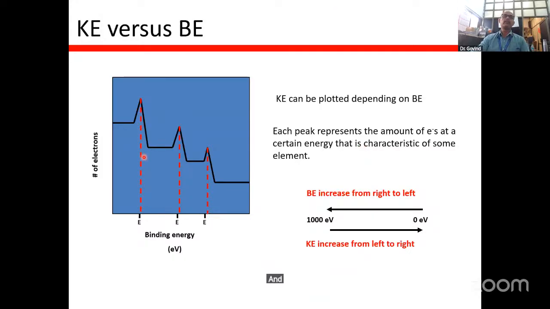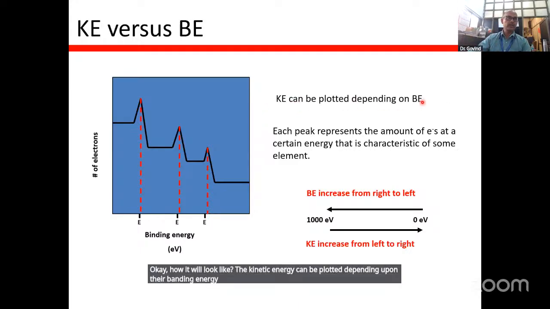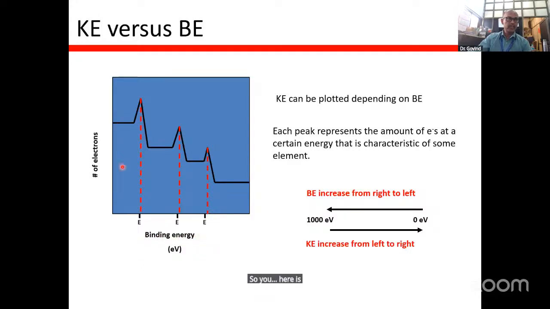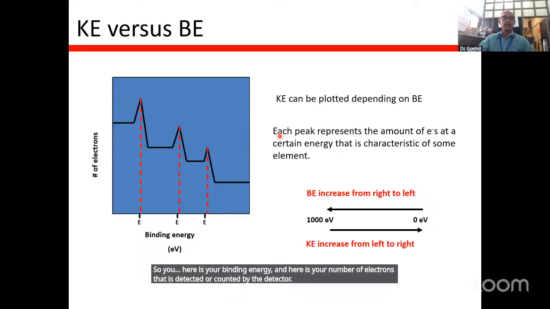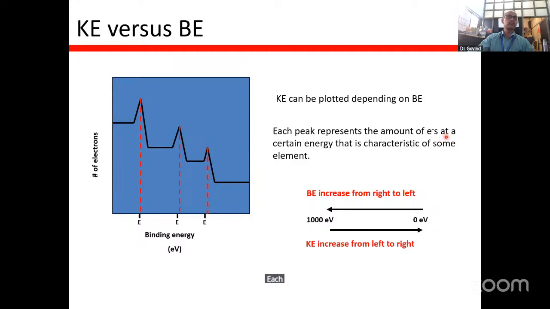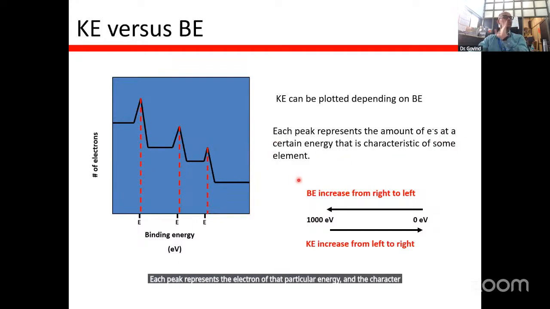And if you have any plot of XPS, it will look like the same. How will it look? The kinetic energy can be plotted depending upon their binding energy. Here is your binding energy, and here is the number of electrons detected or counted by the detector. Each peak represents the electrons of that particular energy and is characteristic of the particular element.